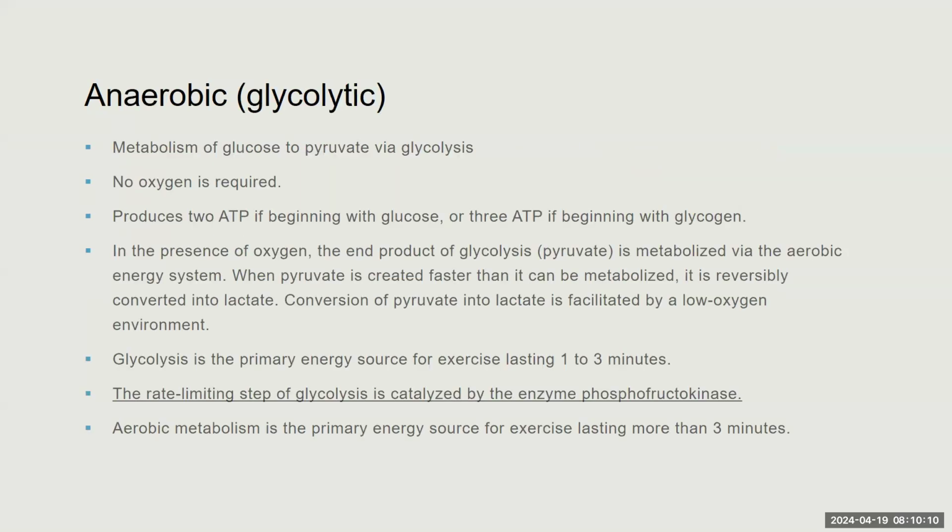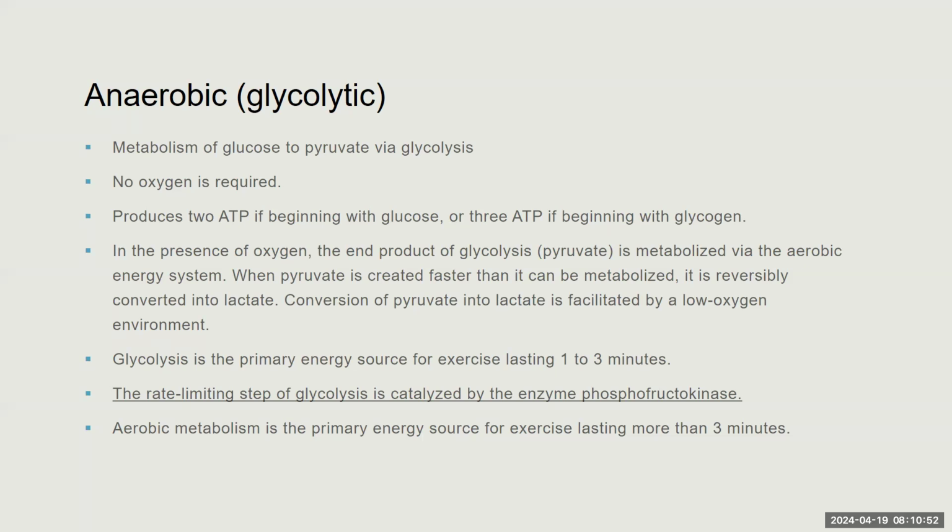Then you have the true anaerobic or glycolytic phase, which is metabolism of glucose to pyruvate via glycolysis. You do not need oxygen for this. It produces 2 ATP if you start with glucose, or 3 ATP if you're starting with glycogen. In the presence of oxygen, the end product of glycolysis, which is pyruvate, is metabolized via the aerobic energy system. When pyruvate is created faster than it can be metabolized, it's reversibly converted into lactate. The conversion of pyruvate into lactate is facilitated by a low oxygen environment. This is something that can be trained, and we'll talk about it later.